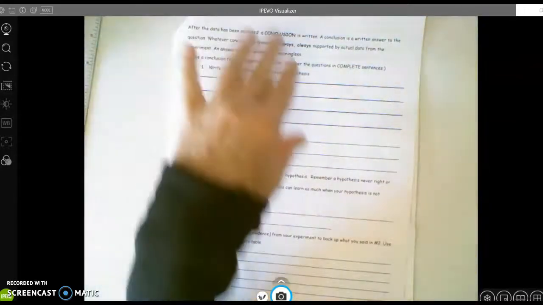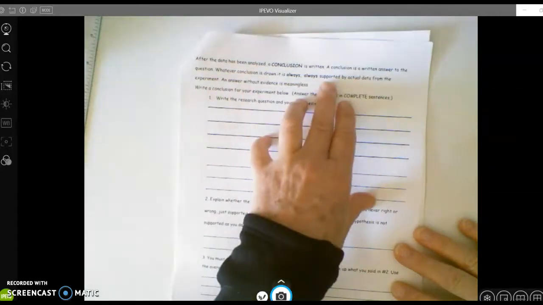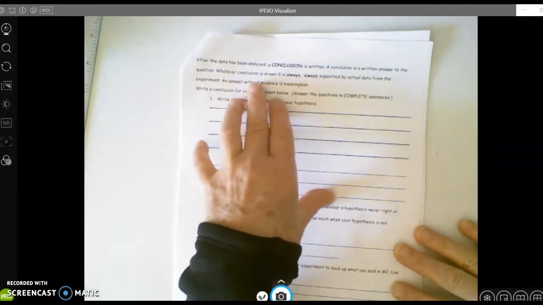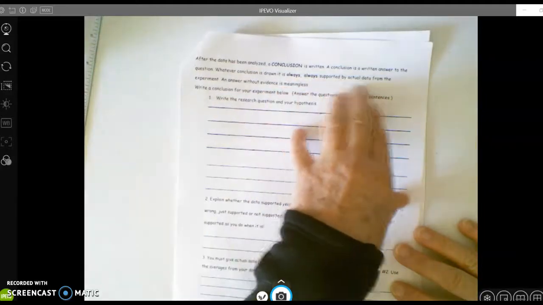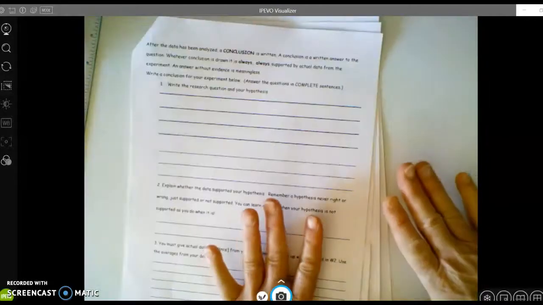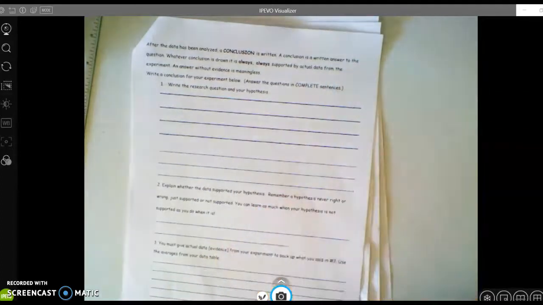Please go ahead and follow the prompts here. It says after the data has been analyzed, a conclusion is written. A conclusion is a written answer to a question. Whatever conclusion is drawn, it is always, see twice in bold, supported by actual data from the experiment. An answer without evidence is meaningless. You have data here, you have your averages, and we're going to actually use the class data. So you're not going to use your own data because we found it to be more reliable. So we're going to use the data that we used in class.